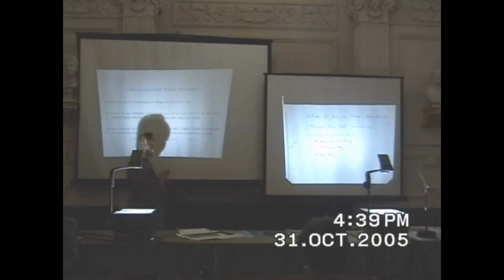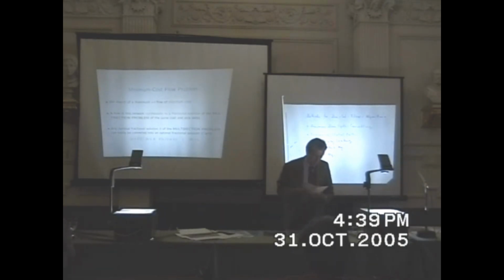We search for a minimum cost maximum S-T flow. A flow in this network corresponds to a fractional solution of the multi-section problem, which we started with, of the same cost and vice versa. That is trivial. We probably shouldn't read it because I will come to it in another slide.